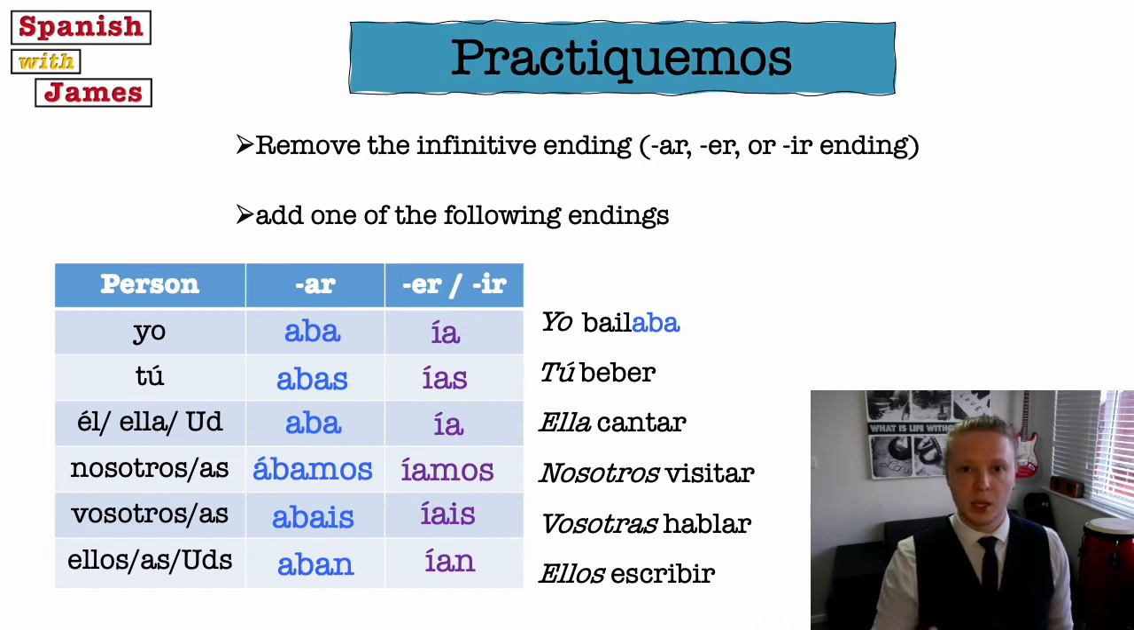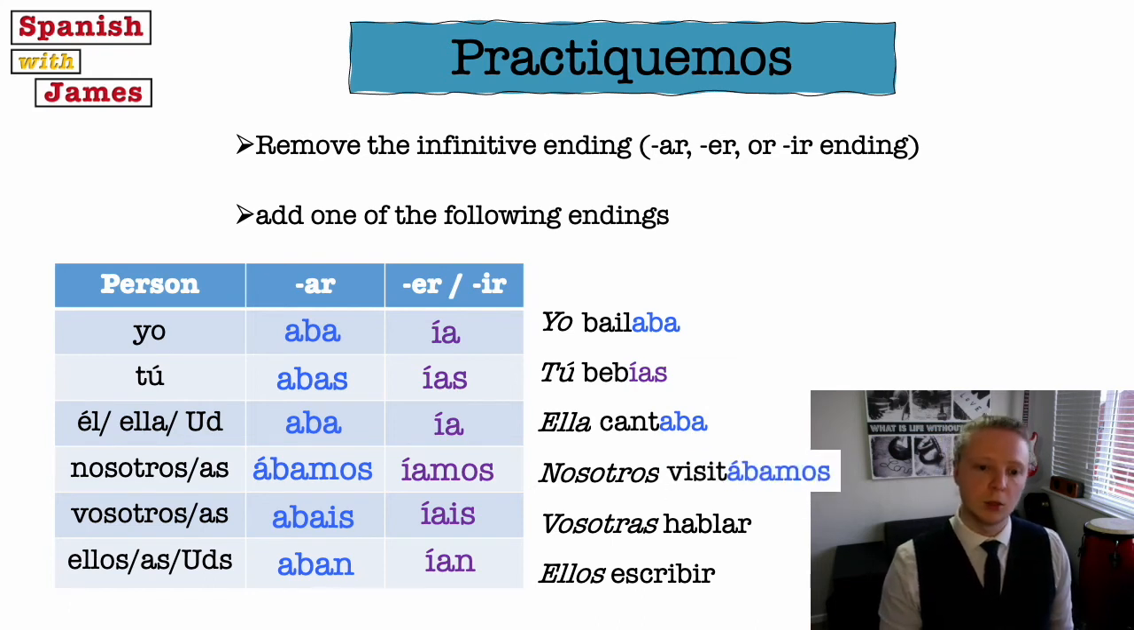You can either do them in your head and say them out loud if you can, or if you've been asked to do this for homework or you'd find it useful, you can write them down as well. Okay, let's go through. So we should have yo bailaba, tú bebías, you used to drink, ella cantaba, she used to sing, nosotros visitábamos, we used to visit, and hopefully you've remembered to put the accent on that one.